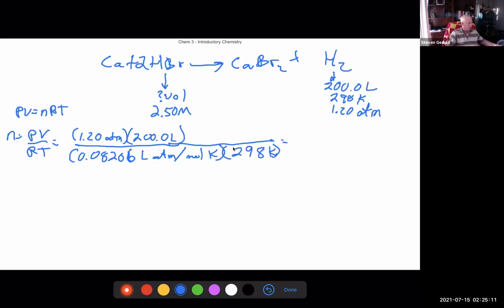So 1.2 times 200, divided by 0.08206, divided by 298 comes out to 9.81 moles of hydrogen gas.